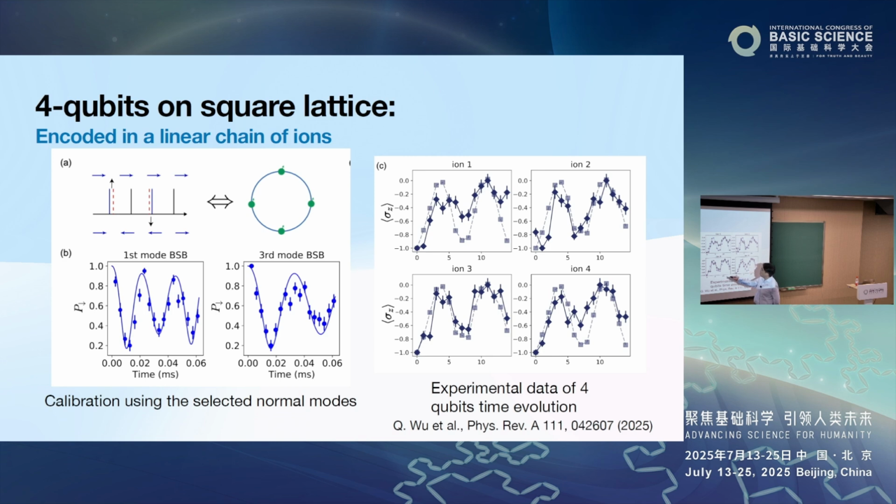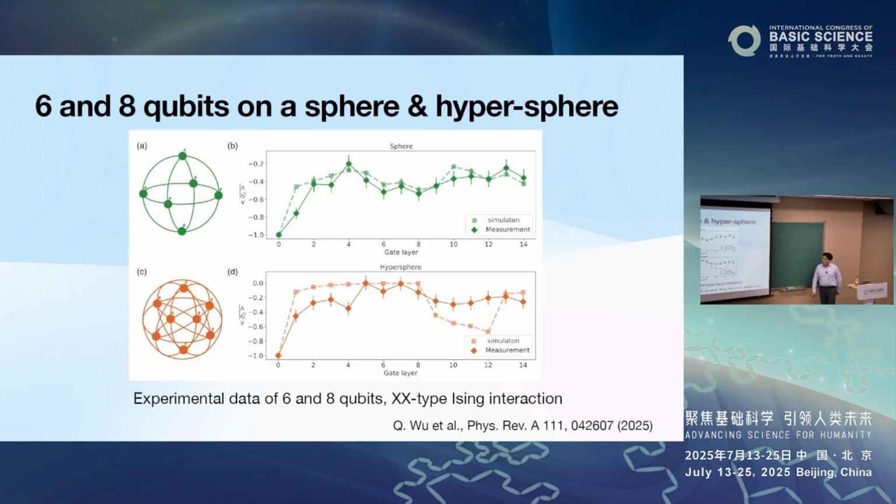So we started by driving these modes respectively, and checked that indeed they evolve according to our numerical simulations, and then we look at the interactions of the ions. So this is a time evolution of spins. We can generalize that by effectively having 6 and 8 qubits on a sphere and a hypersphere, and this is again the time evolving dynamics.